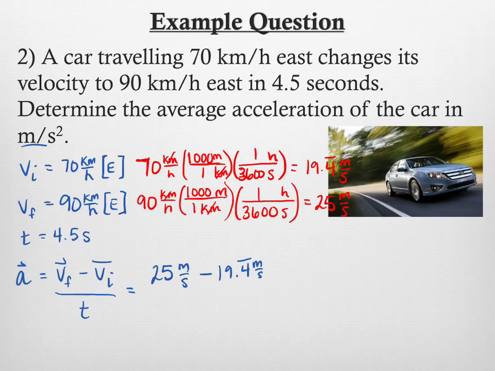So in my calculator, I'll just put 19.44444444, just to get a more accurate answer. And then I'm going to divide that by 4.5 seconds. First, 25 minus 19.4444444444 is 5.5 continuing meters per second. And then we're going to divide that by 4.5 seconds.